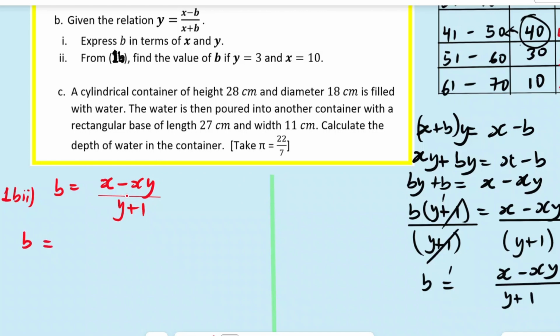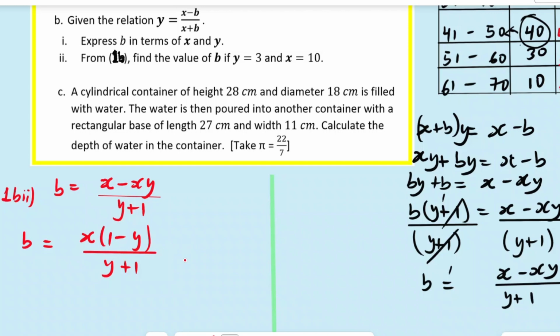We can do the substitutions here directly, but if you don't mind, you can still factorize this x out to make the work easier. Where you see x, you just have to put 10 there. Where you see y, put 3 there. I just want to make the work easier for me. So I'm going to factorize the numerator. So that's going to be x out, we have 1 minus y, all over y plus 1. When you make it like that, it makes the work easier for you.